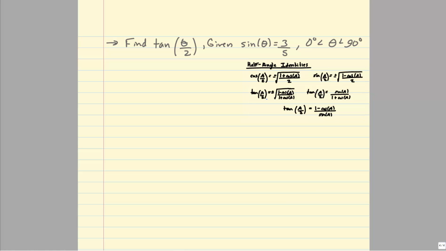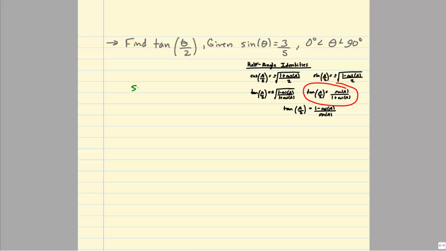So it looks like for tangent I need to either know cosine or sine and cosine. We know sine, so let's go after one of these where we know sine and cosine. So I'm going to use this one right here. And again, it doesn't matter which one we choose to use, that's just the one I picked. Now, I need to know what cosine is.